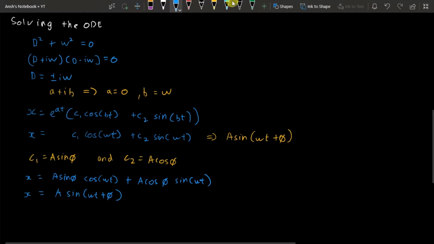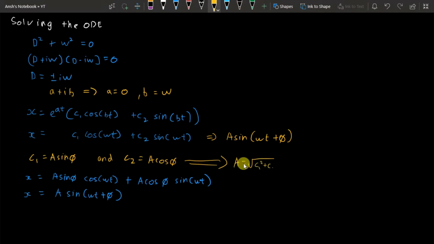One more exercise that is helpful here is determining A and phi in terms of C1 and C2. So we'll just do that right here. The value of A will be equal to the square root of C1 squared plus C2 squared. We can check this if we place the value of C1 squared as A squared sin squared phi and C2 squared as A squared cos squared phi. The A squared would come out common of the square root, and then it would just be A. The sin squared phi plus cos squared phi would be equal to 1, and I would encourage you to do this for yourself.